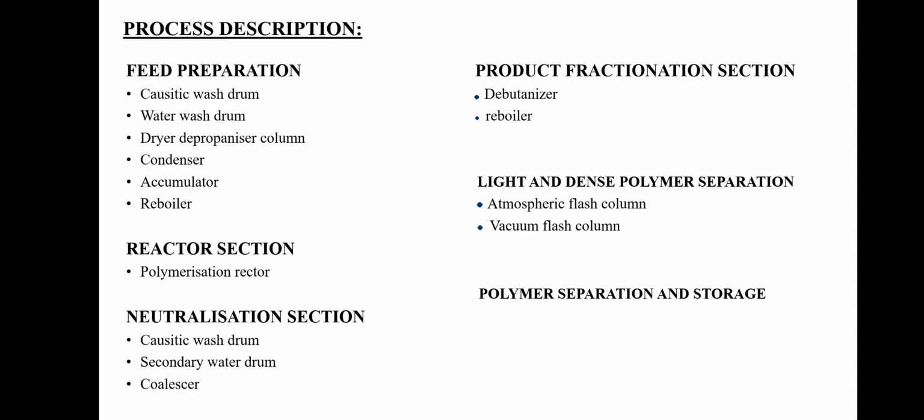First is the feed preparation, which has a caustic washroom, a water washroom, dryer, depropanizer column, a condenser, accumulator, and reboiler. Then it is followed by the reactor section, which has a polymerization reactor, where the polymerization reaction occurs. Then it is followed by the neutralization section, where again a caustic washroom, a secondary water drum, and coalescer are involved to remove certain unwanted impurities. Then it is followed by the product fractionation section, such as a debutanizer and reboiler, followed by the light and dense polymer separation process. It is done in an atmospheric flash column, followed by a vacuum flash column. And the final stage is the polymer separation and storage.